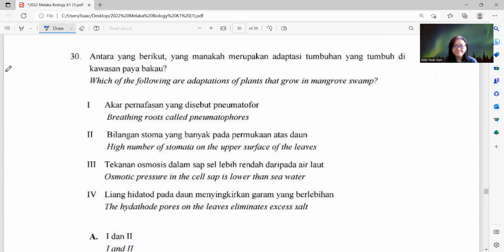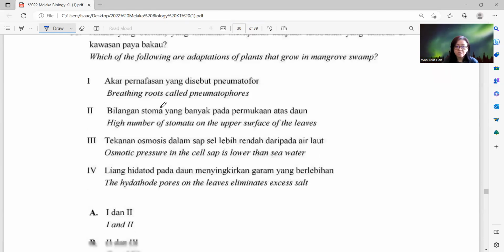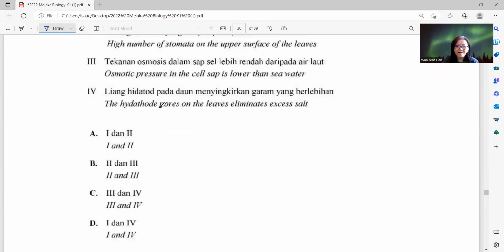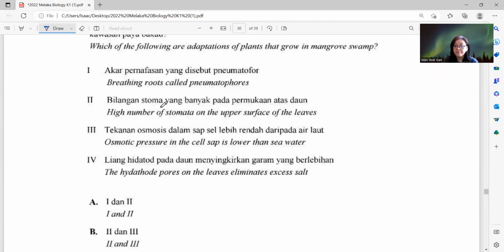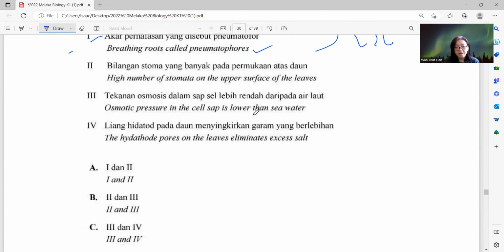Okay, 30. Which of the following are adaptations of plants that grow in mangrove swamp? Mangrove swamp is a high salinity area, always inundated by water. So they need to have a mechanism, an adaptation, to be able to survive. And one of them is pneumatophore. The roots can project out of the water so that they can breathe through lenticels. Gaseous exchange can occur. So one is correct.